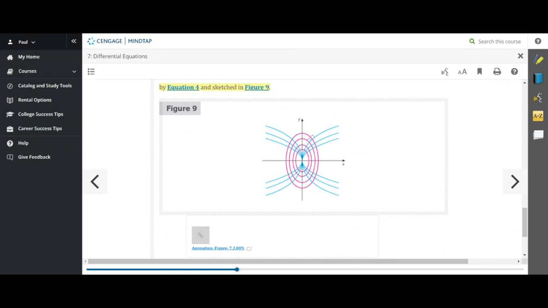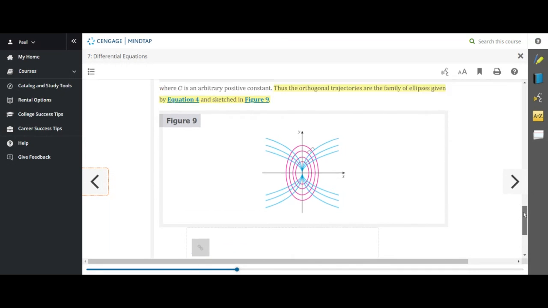So the blue graphs in figure 9 are the parabolas. And that's right, Jonathan. The purple graphs appear to be ellipses. So it appears that orthogonal trajectories to this set of parabolas appear to be ellipses. But there are all kinds of ellipses. We need to know more specific information about the ellipses. So how are we going to do that?